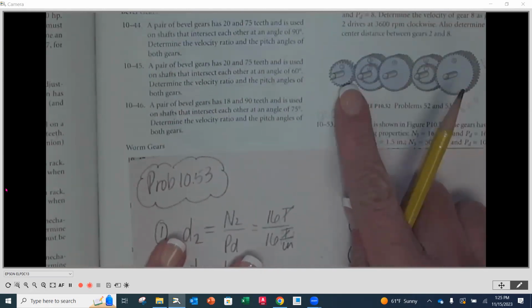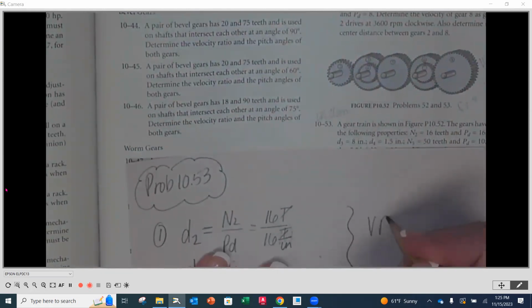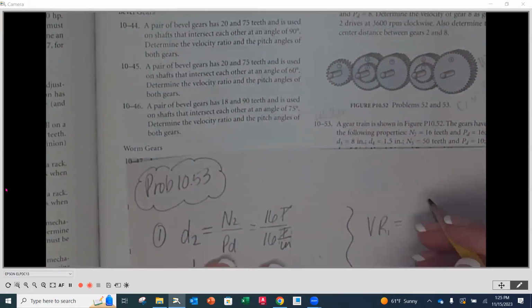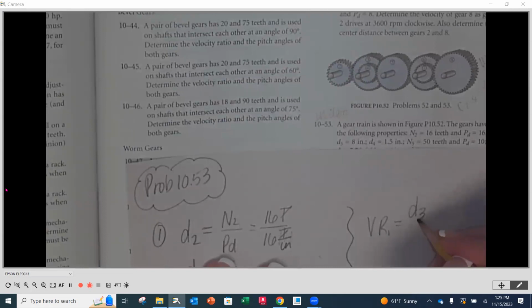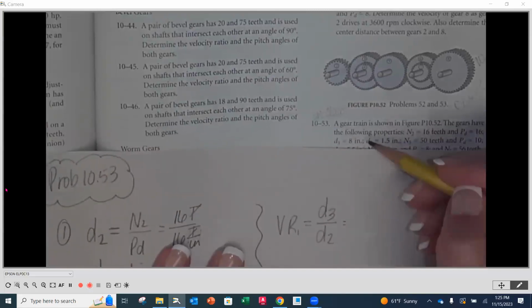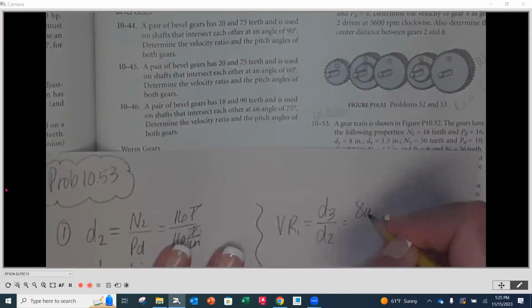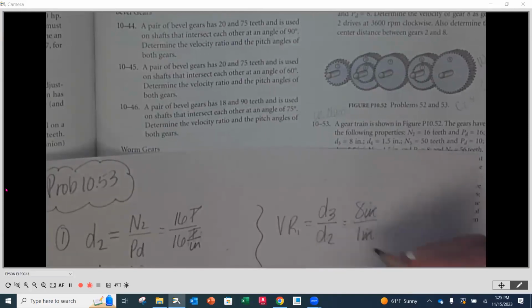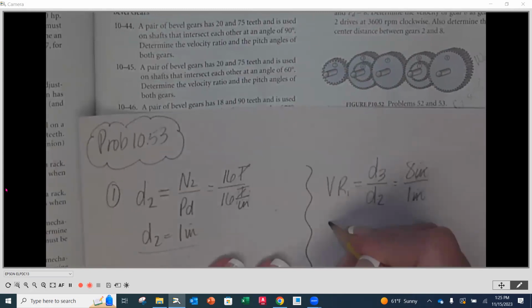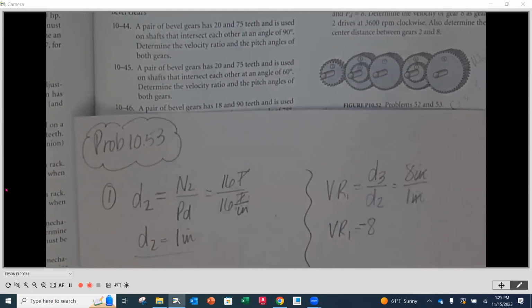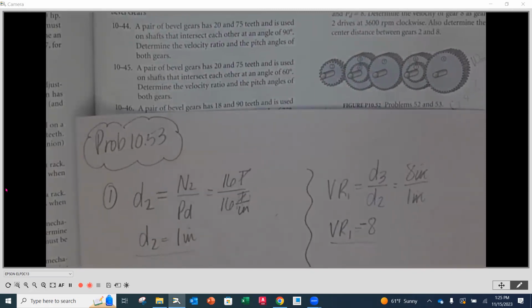Now we might as well do the velocity ratio between these two because we know we're going to need it. I'm going to call that velocity ratio number 1 again. And that's going to be the diameter of gear number 3, the gear, divided by the diameter of gear number 2, the pinion. So gear number 3, the problem told us, was 8 inches divided by 1 inch. Inches cancel. So our velocity ratio number 1 is going to be, and we'll put a negative in front of it, let's use that negative and we'll see how that works out for us. We'll put a line underneath that because we'll reference that in a little bit.